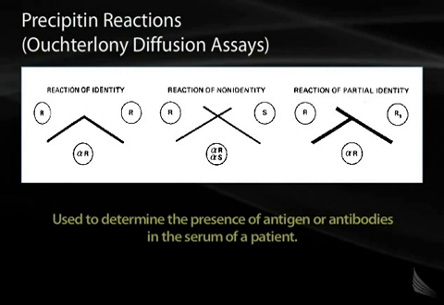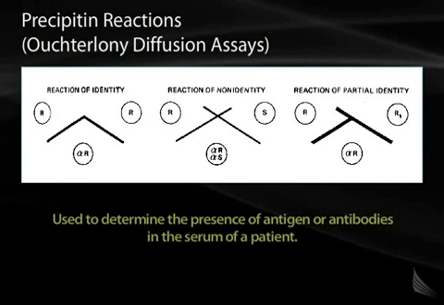Contrast that with the reaction of non-identity, where you have two different antigens, R and S. You put antibodies to both of them in a different spot, the diffusion will take place, and instead of getting a peak where the precipitation occurs, you get an X. Again, remember going back to your chemistry days, since R and S are different, they will diffuse independently of each other, and they'll keep migrating across until they establish an equilibrium.